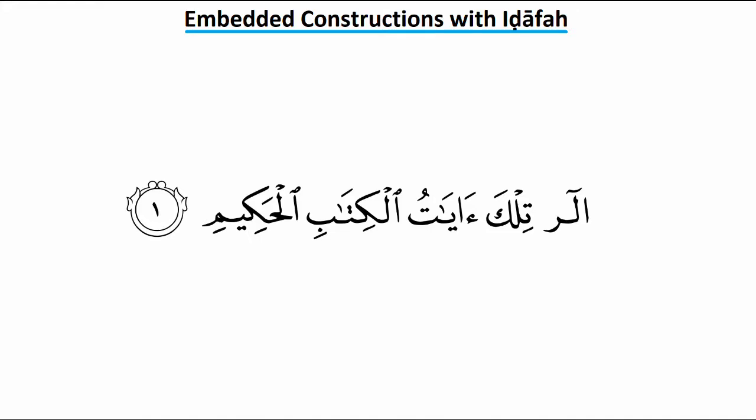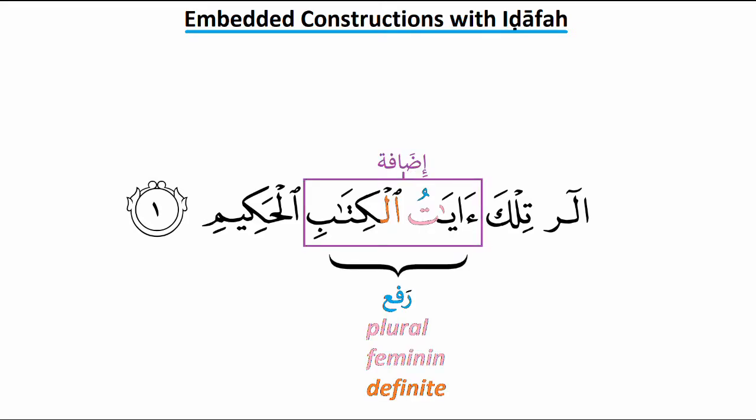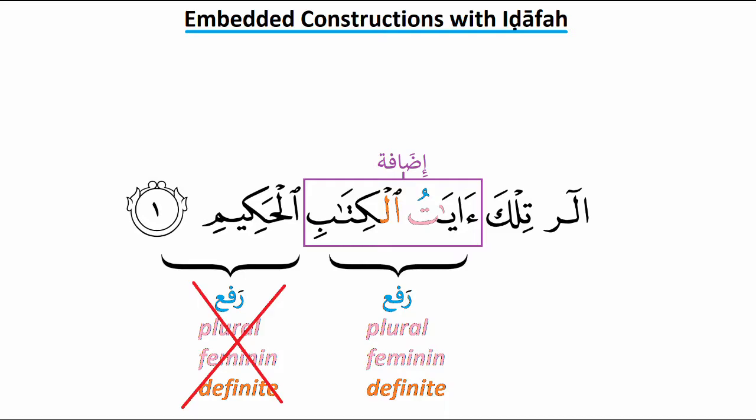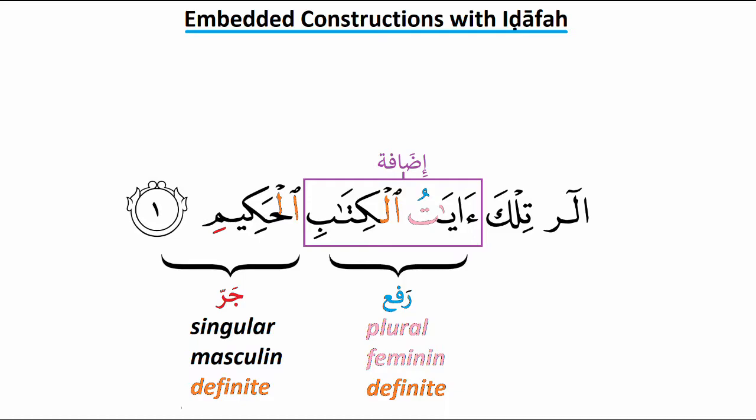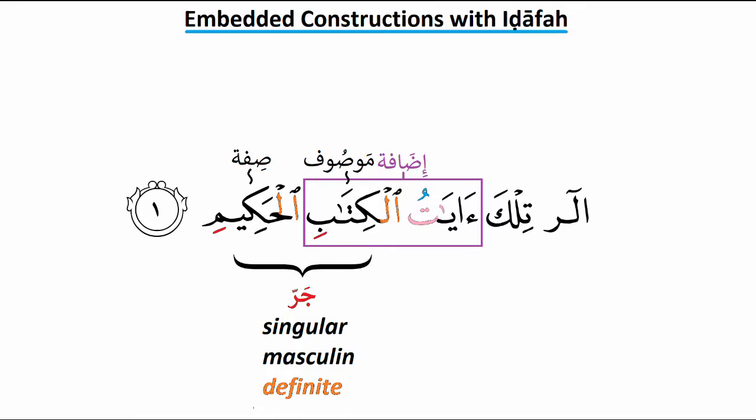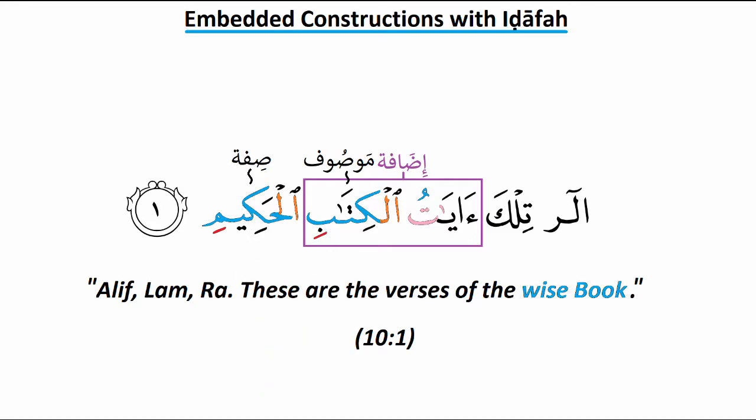Let's take a look at an example from the Quran. Tilka ayatul kitabil hakim. Ayatu and al-kitabi form an idafa. This idafa is rafa, singular, feminine, and definite. But the ism al-hakimi does not match the characteristics of the whole idafa because it is in jar, singular, masculine, and definite. But it matches the characteristics of al-kitabi and thus only describes al-kitabi. That's why it is translated as the verses of the wise book.